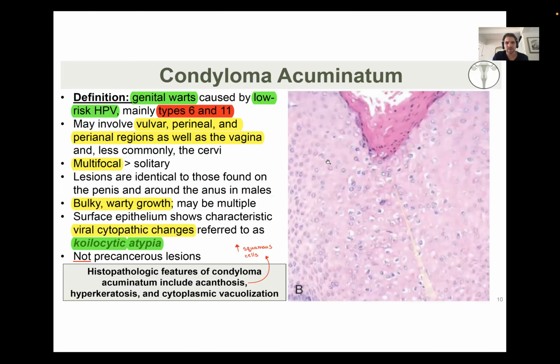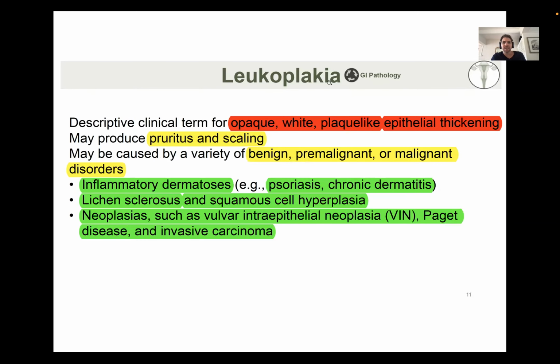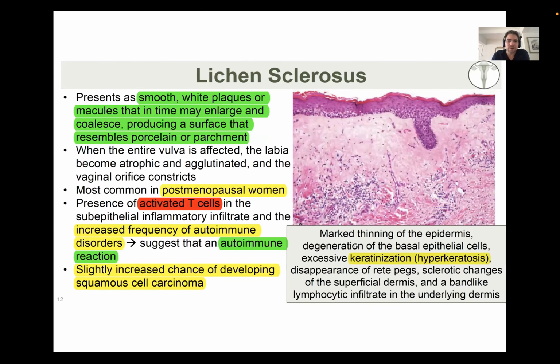All right, so this would be again from HPV, the 6 and 11, the low risk ones, the genital warts that can develop, particularly in the cervix, but in the vagina as well. Again, you would see these koilocytes, this atypia. Leukoplakia, white growth. When you think of white growth, a lot of times you think of candidiasis, but you can get that as well in the vagina. That can lead to a number of problems.